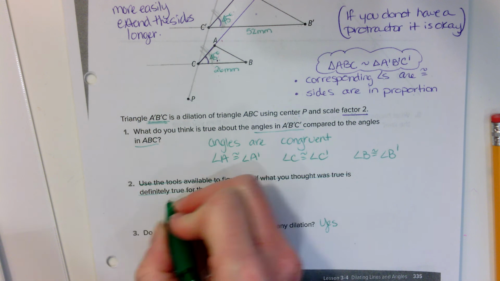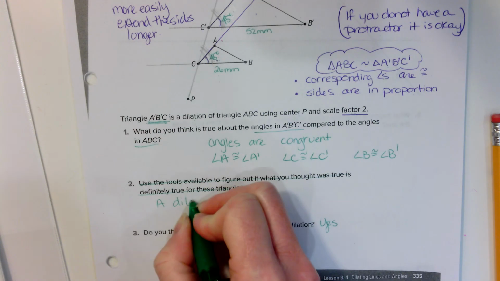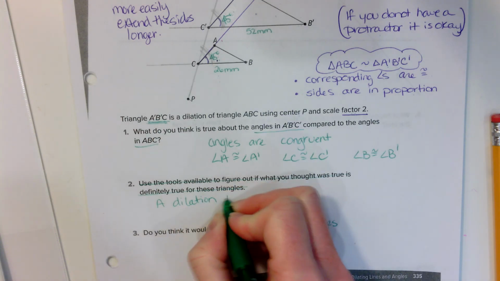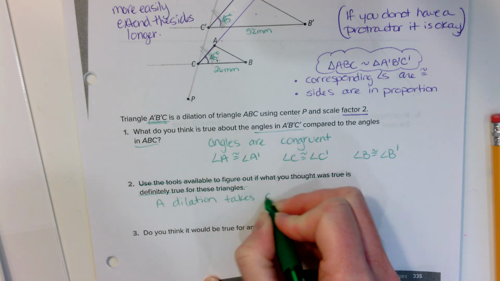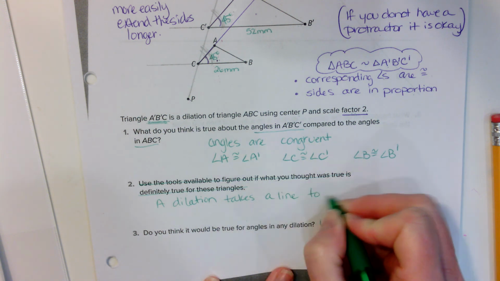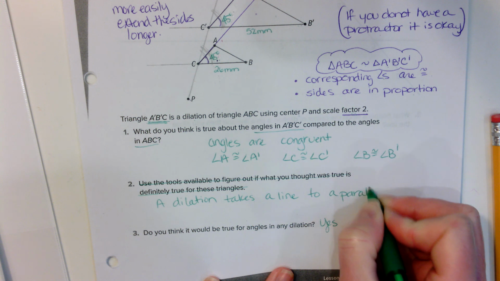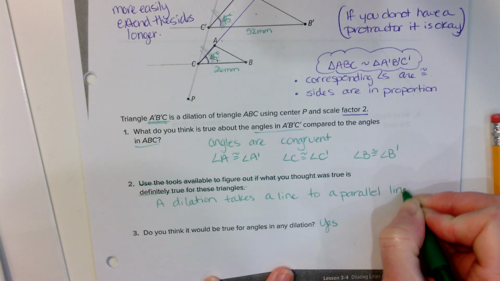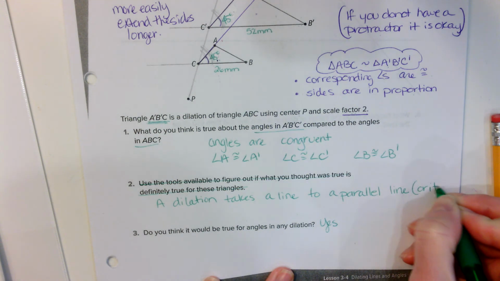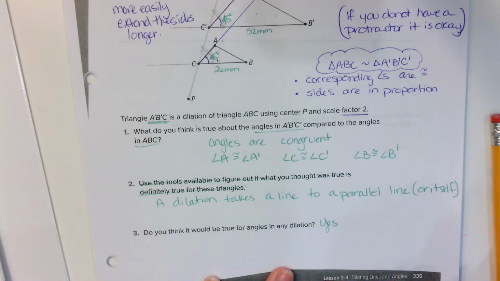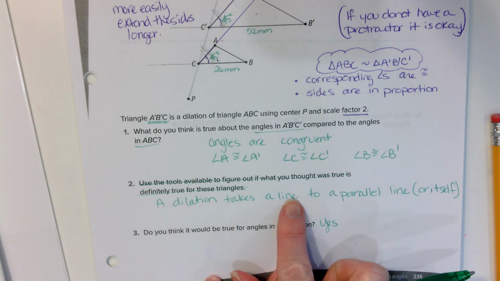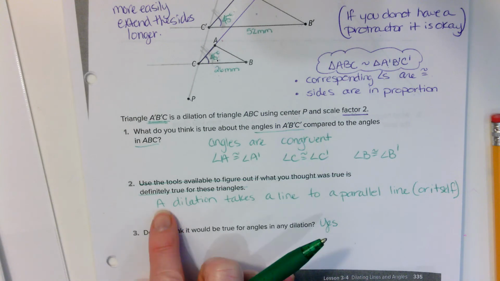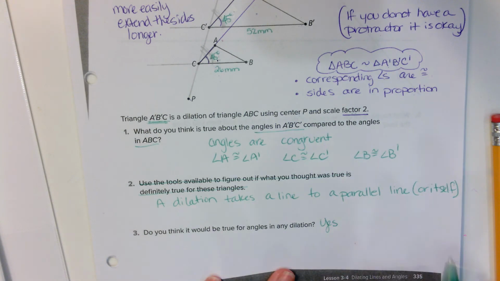We know that a dilation takes a line to a parallel line or itself. This should sound familiar to you. This is exactly what a translation did in Unit 1. So if it's sounding familiar, in Unit 1 we had a translation takes a line to a parallel line. Now we have a dilation takes a line to a parallel line.